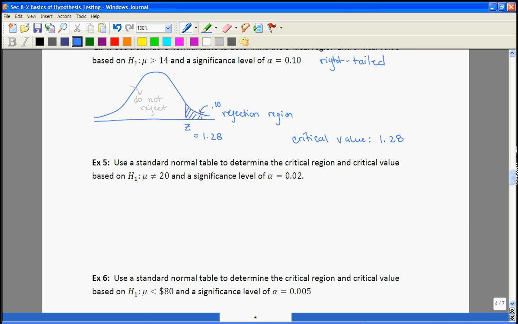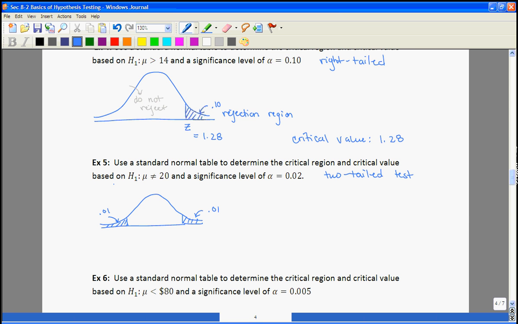Similar thing here. This time we have that the alternative says mu is not equal to 20. So this is going to be a two-tailed test because we don't have an indication of being bigger or less than, just different, just not equal to. So this time in our picture, the total area in the tails is 0.02, this alpha here, but that means individually the tails are 0.01. But if I were to add those together, I'd get my 0.02.